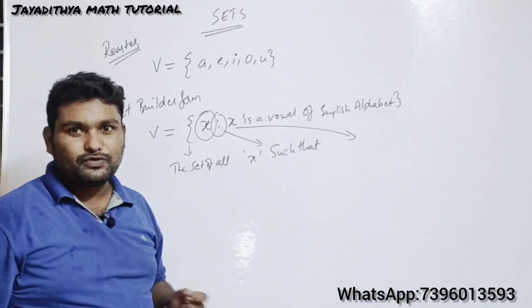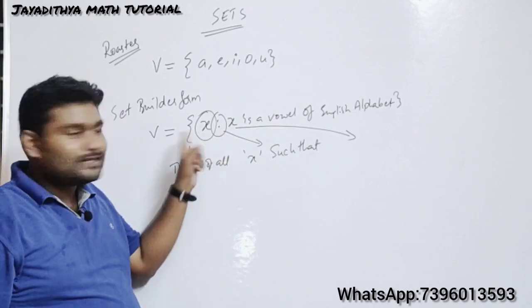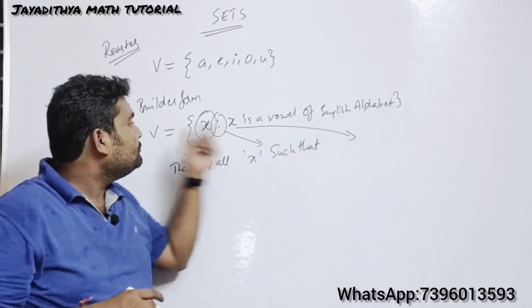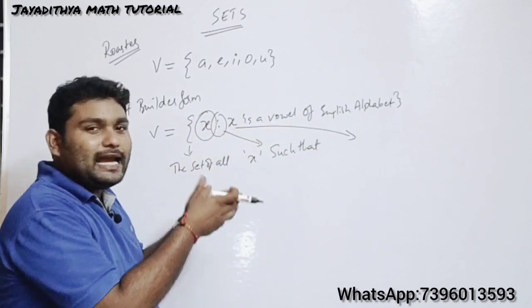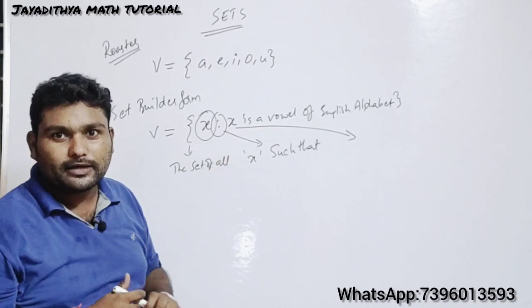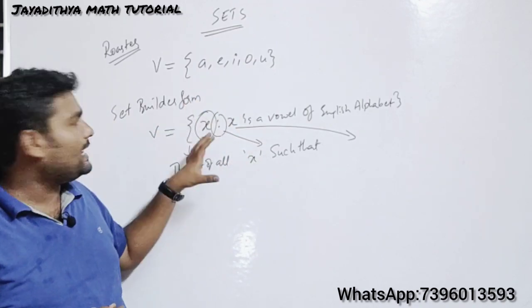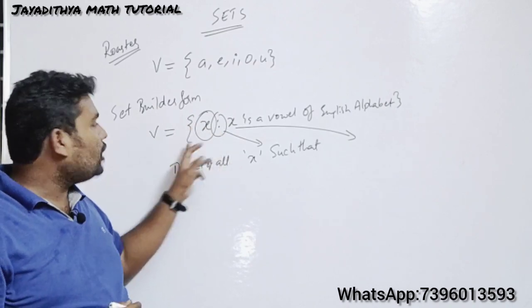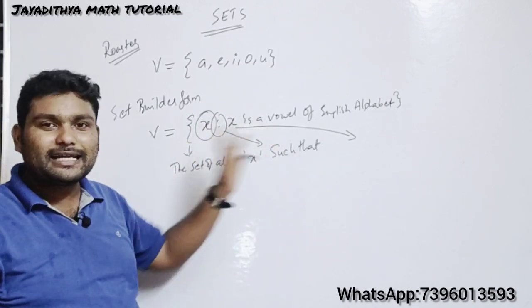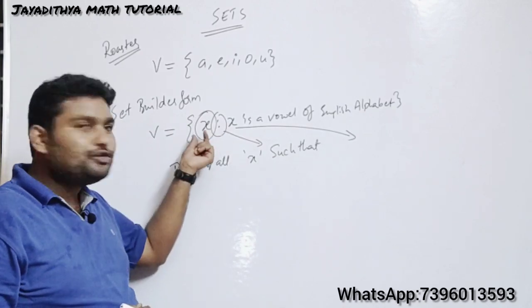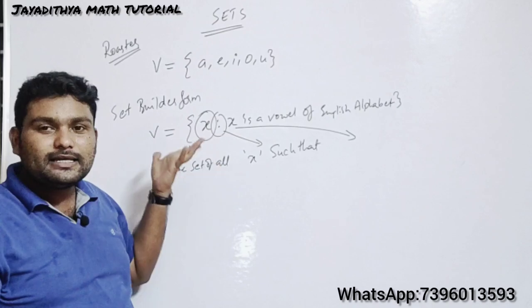So how to read this: the set of all x such that x is a vowel of English alphabet. Here you will be writing the condition in the set builder form. This is very, very important, and here you should mainly focus on the syntax, in the sense of order, how you are writing. These braces or curly brackets you should definitely mention, and this colon is also very important, and you should assign a variable for the element of a set here.